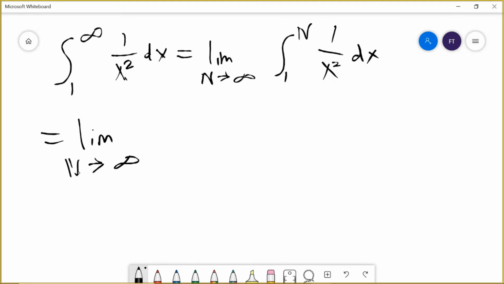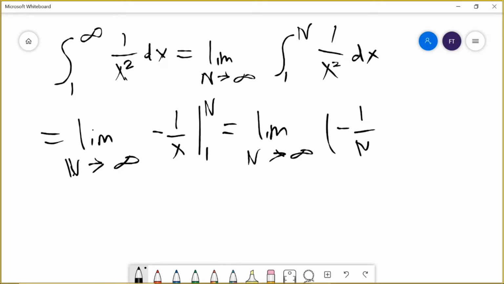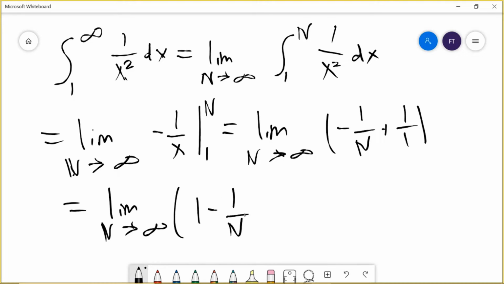And so if we compute this integral, we get an antiderivative of negative 1 over x, from 1 to n. If we plug in our limits, we get that this is negative 1 over n plus 1 over 1, or the limit as n goes to infinity of 1 minus 1 over n. The 1 over n part approaches 0. And so we see that this is simply equal to 1.